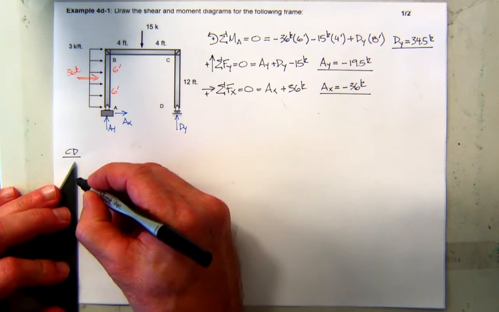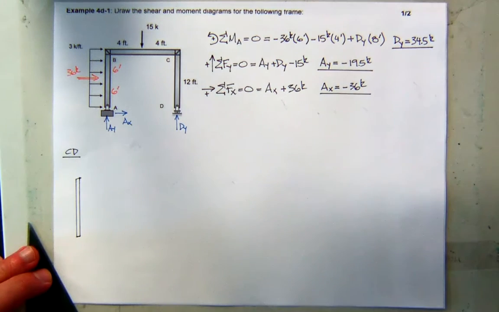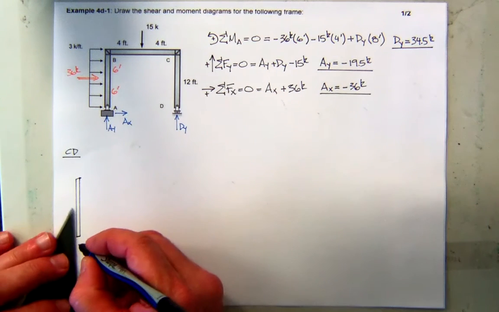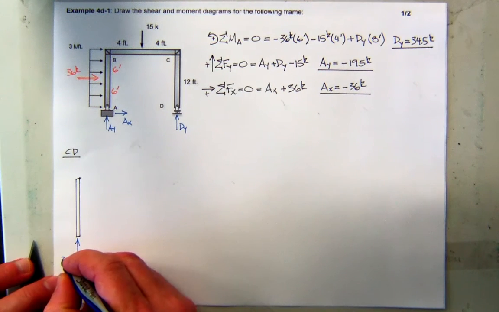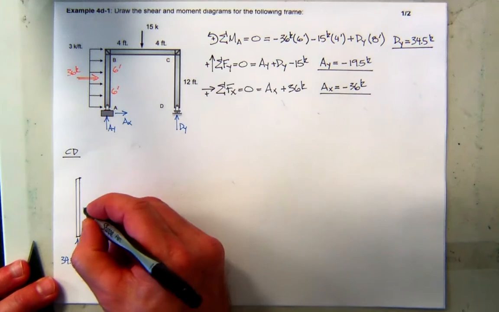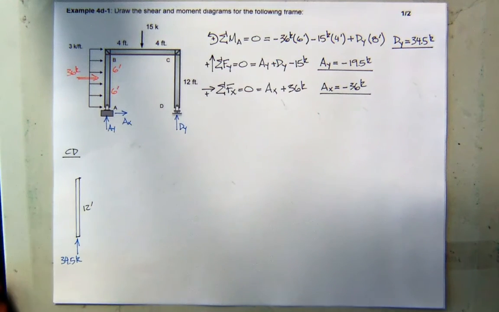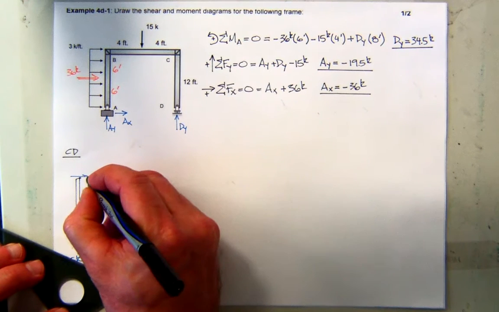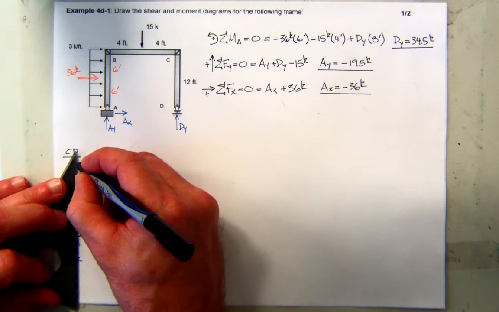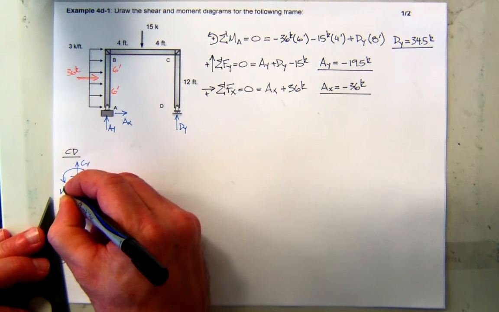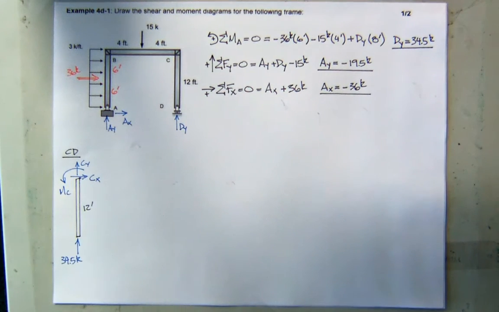So I'll draw the element CD. Now we've already found what dy was. It was 34.5. It was positive. I assumed up, so that means that this is going to be a force of 34.5 kips acting up. This is 12 feet. And now I'm going to just make some directions. I'm going to say this is CX. This is CY. And that's my moment in C. And we can assume these directions.